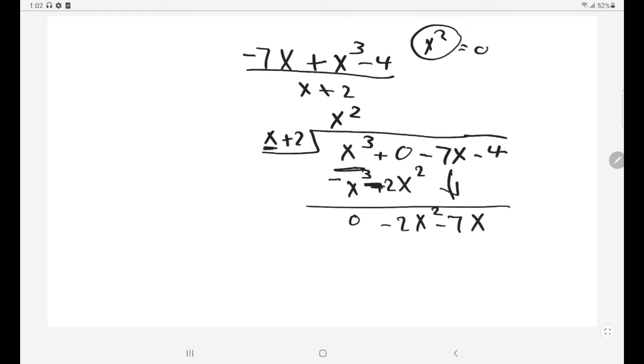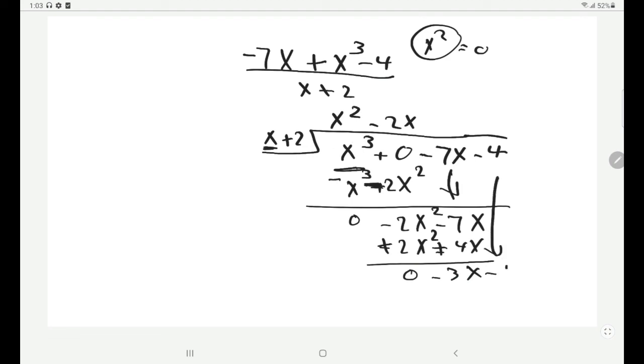Then you divide all over again. Negative 2x squared divided by x is just negative 2x. Then you multiply negative 2x times x, you get negative 2x squared. Negative 2x times 2 is negative 4x. Then you subtract, so you change the signs. This one will become 0. Negative 7x plus 4x is negative 3x. Then you drop the last term, which is negative 4.